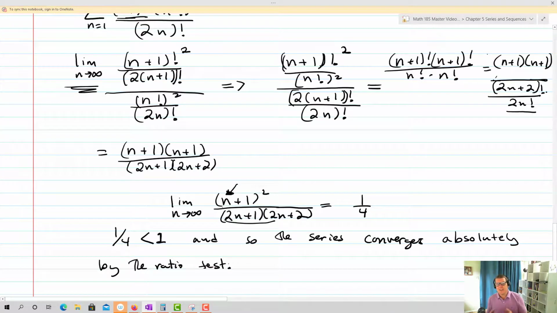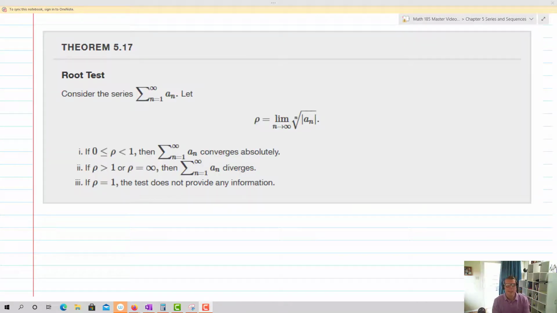So that tells us a little bit about how we're going to utilize the ratio test. It's actually pretty straightforward, except for the algebra. And the algebra can sometimes be a little tricky, so you want to make sure that you're practicing your algebra as you're working through the ratio test. The next thing we're going to be looking at is something called the root test.